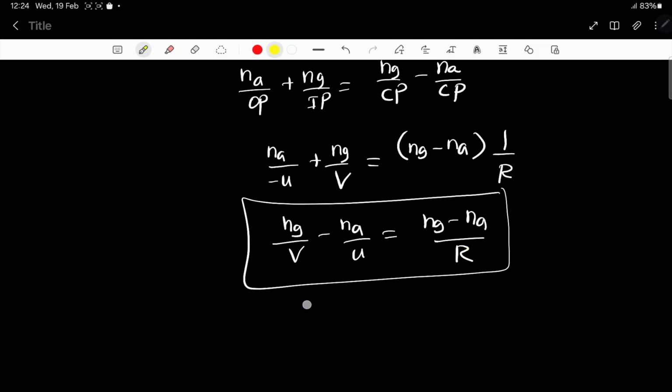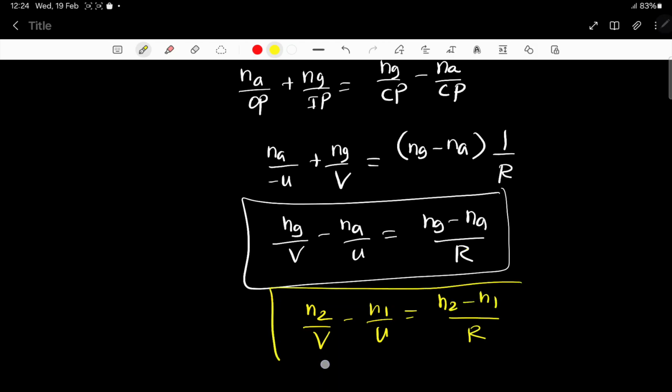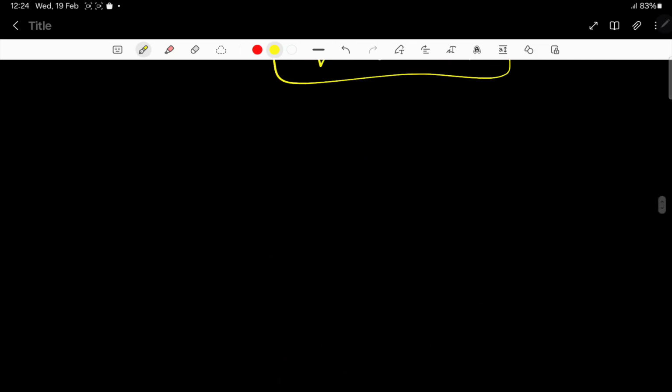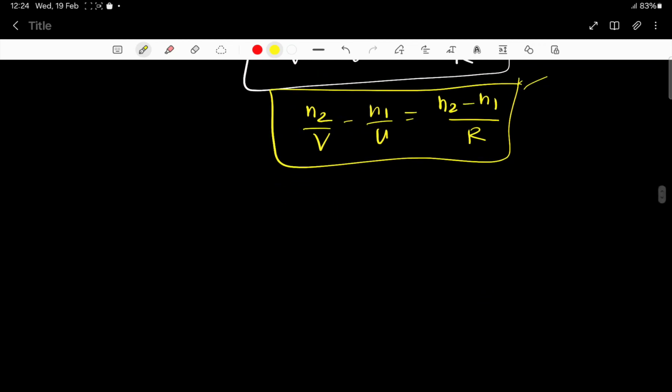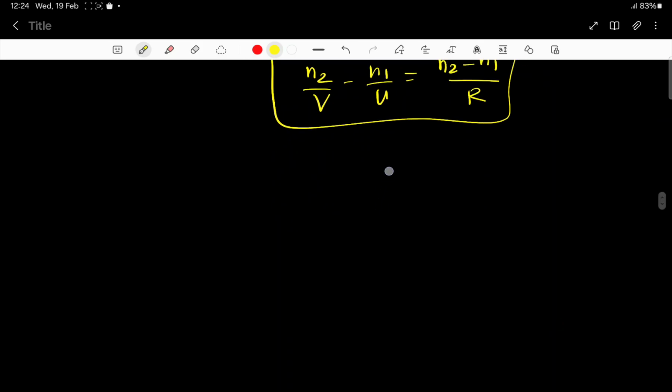Ng is nothing but the second medium, right? So N2 by V minus N1 by U equal to N2 minus N1 by R. So it's a more general form. Suppose that spherical refracting surface is made up of water or any other medium, then we can generally use this formula. Once you have this formula, by using it twice we can get the Lensmaker equation. I will derive the Lensmaker equation now.